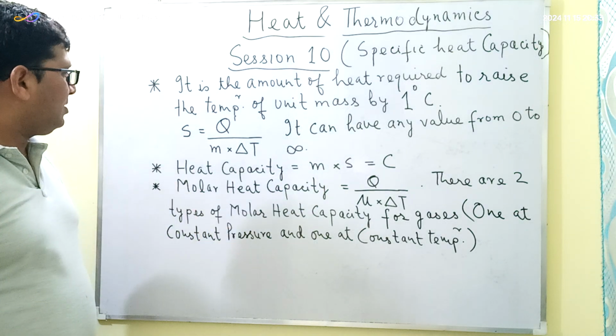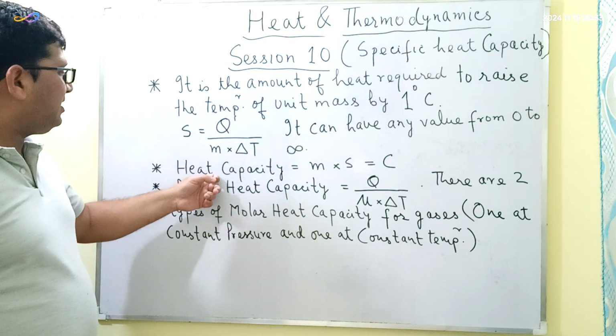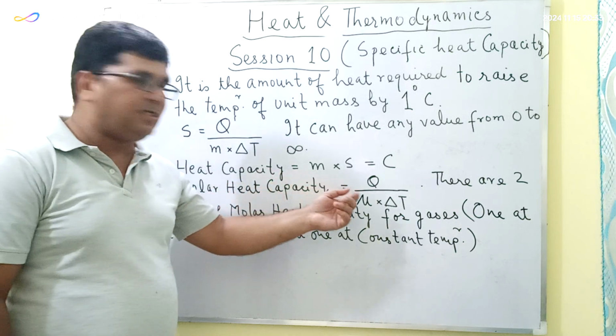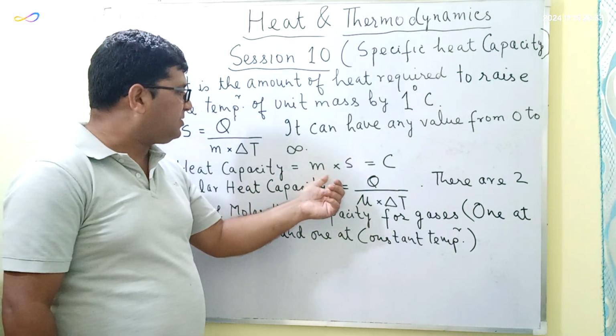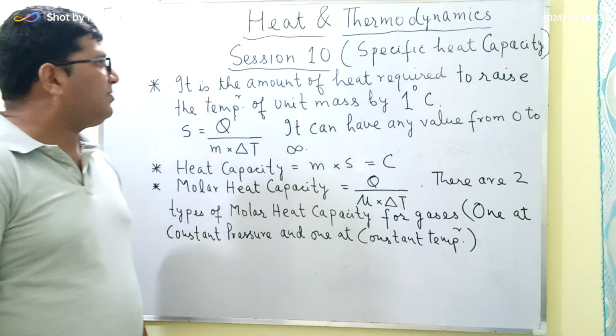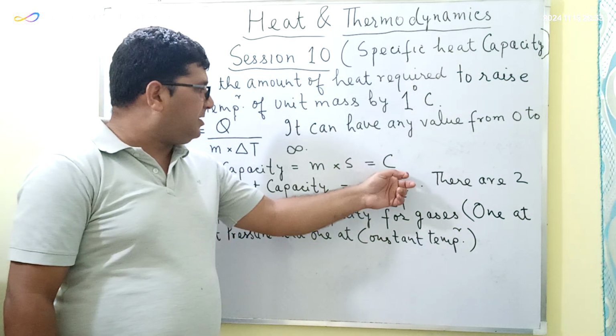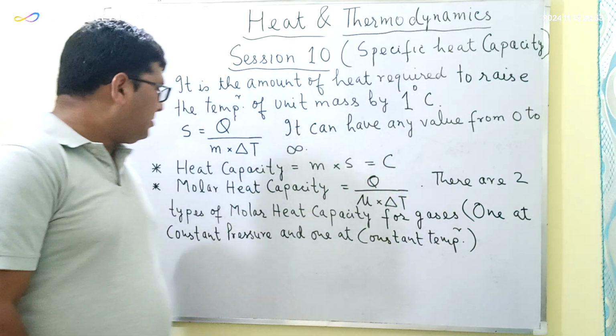Now there is one more term by the name of heat capacity. Heat capacity basically is the product of the mass of the substance multiplied by the specific heat capacity, and it is denoted by capital C.